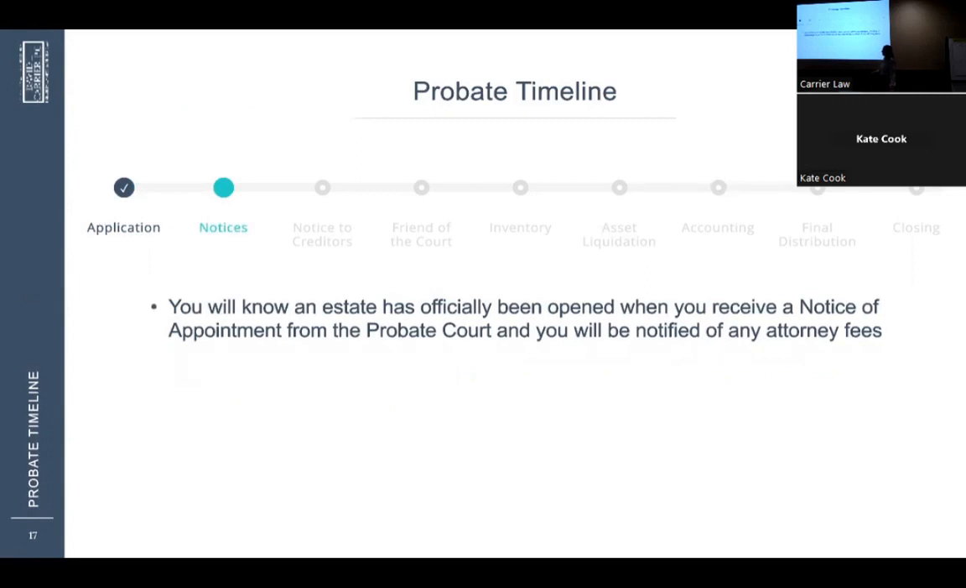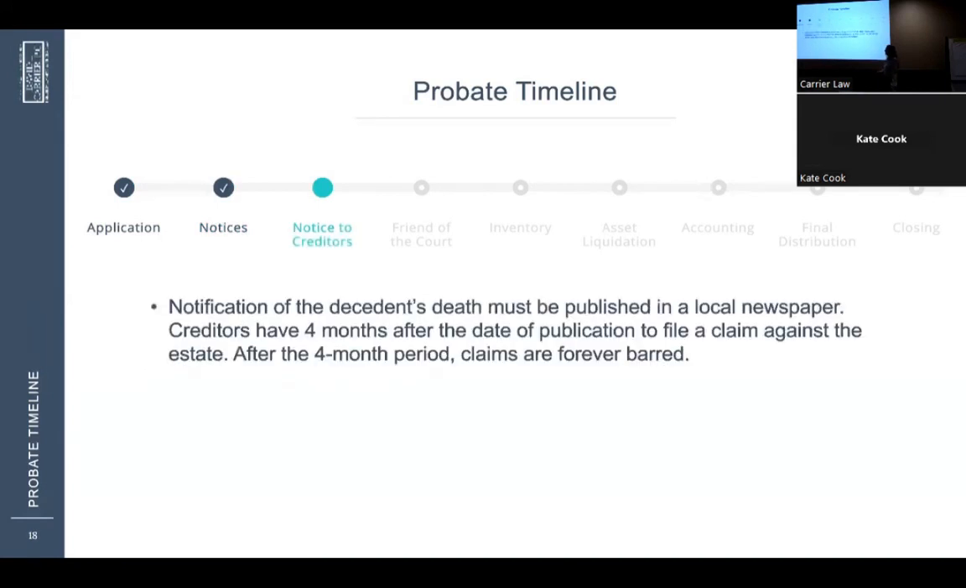There are notices that are issued by the probate court. You will know an estate has officially been opened when you receive a notice of appointment from the probate court. That notice of appointment is a document that notifies you that an individual has been appointed as a personal representative. You'll also be notified of any attorney fees that the personal representative has paid. Again, when you receive these sorts of documents in the mail, you don't need to do anything. This is just to keep you notified throughout the process, and you can keep these documents for your records if you so choose.